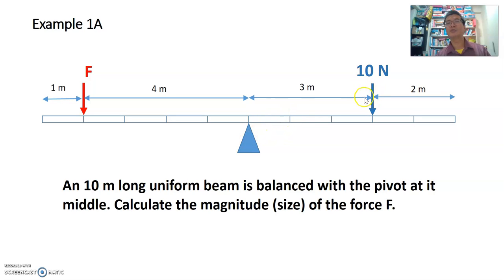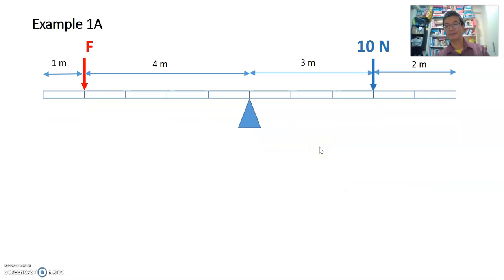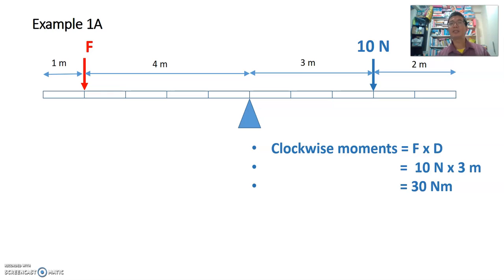Now let's look at these two forces. The 10 Newton is in blue, the F is in red. Now we are supposed to calculate F so that the beam is balanced. Now the 10 Newton is exerting a clockwise moment, that means trying to turn in a clockwise direction. The clockwise moment is given by the formula F times D, so it's force times distance. So 10 times 3 is 30 Newton meter. Newton meter is the unit for moment.